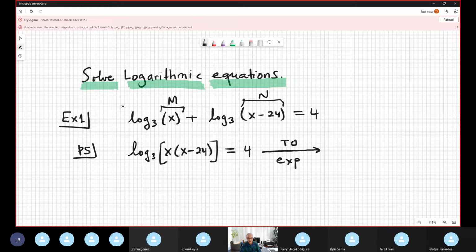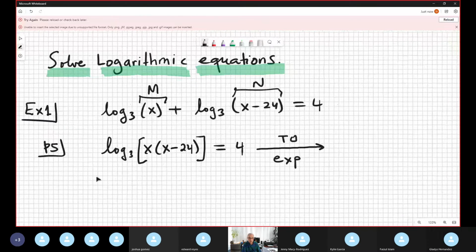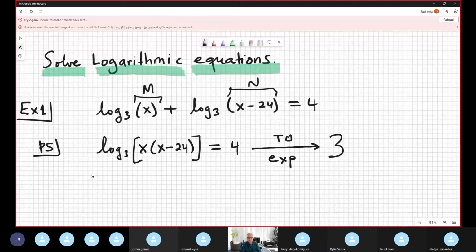Okay, remember the conversion, this is extremely important. The conversion to exponential: this is the logarithmic statement, what is the base? 3. So this is a small 3. Now you put the big one. And what is the exponent? 4 is the exponent. So therefore this 4 is equal to the expression inside the argument, x minus 24.